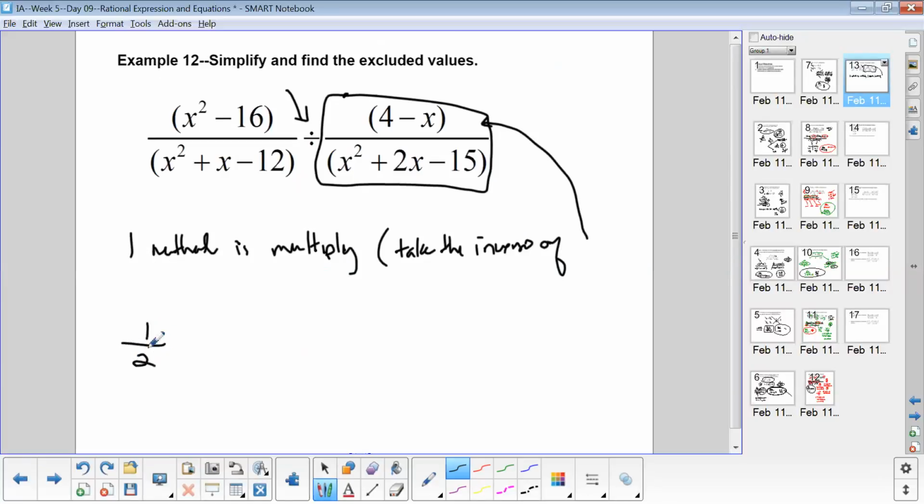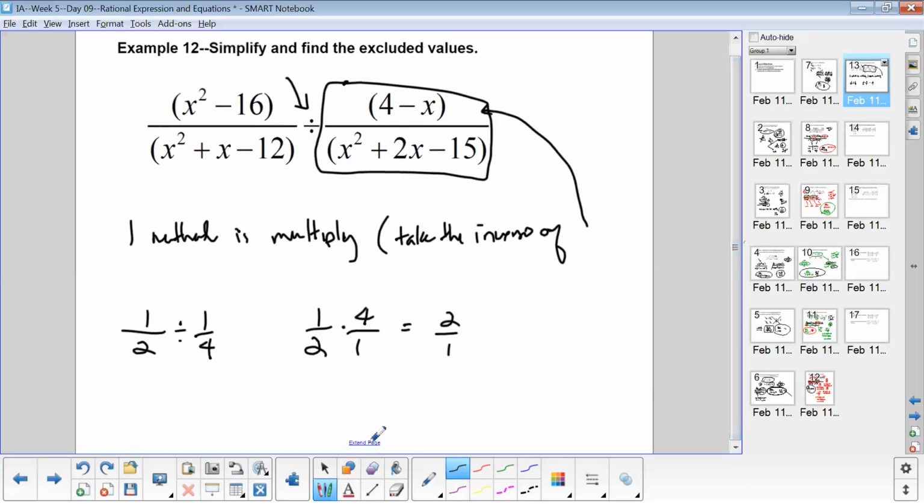So let's say we got 1/2 divided by 1/4. So imagine this being 1/2 divided by, imagine this being 1/4. So when you divided fractions, there's multiple ways to do that. Taking a number and dividing it by 1/4 would be the same as taking a number and multiplying it by its inverse. So then you would start to divide out and simplify, and in this case you would get 2 as a result. Well, we want to do that same idea here.